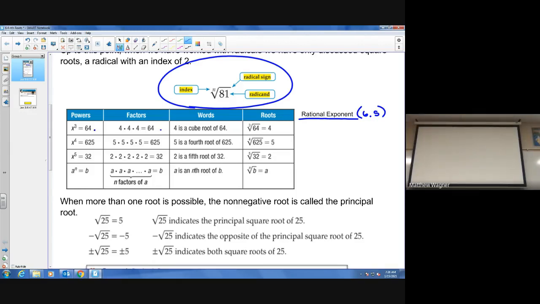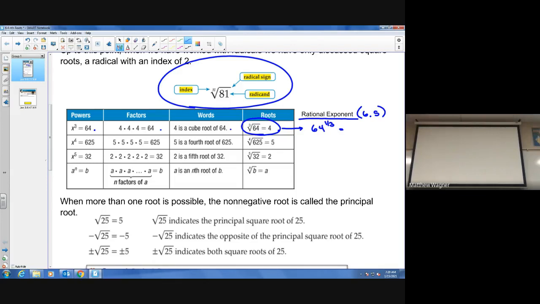4 times 4 times 4 is 64. So the cube root of 64 is 4. Hopefully that makes sense to you. Cube root of 64 is 4. If you don't have the fancy calculators, rational exponents are going to be super handy, because you can also type in 64 and raise it to the 1/3 power.